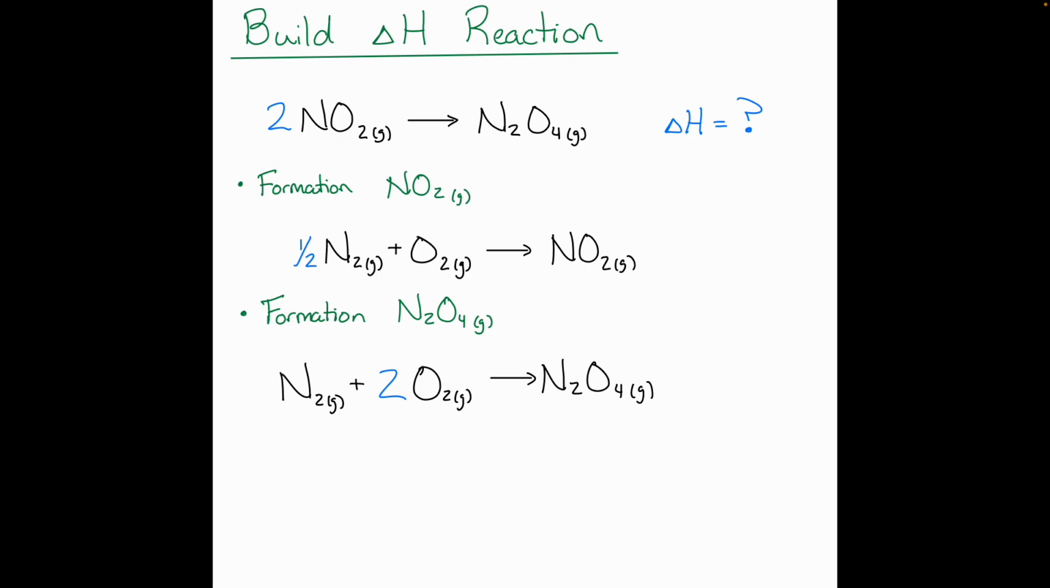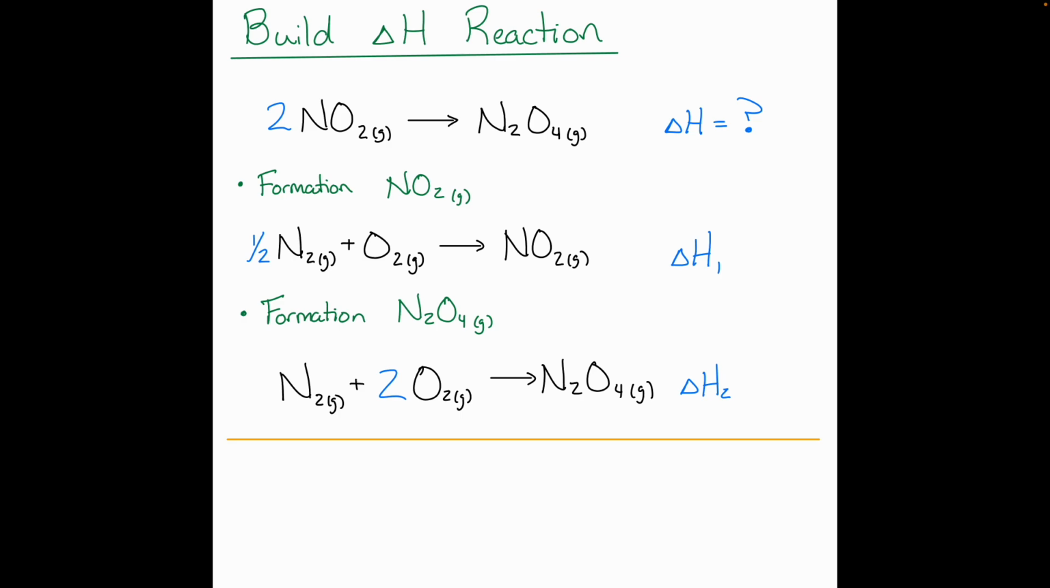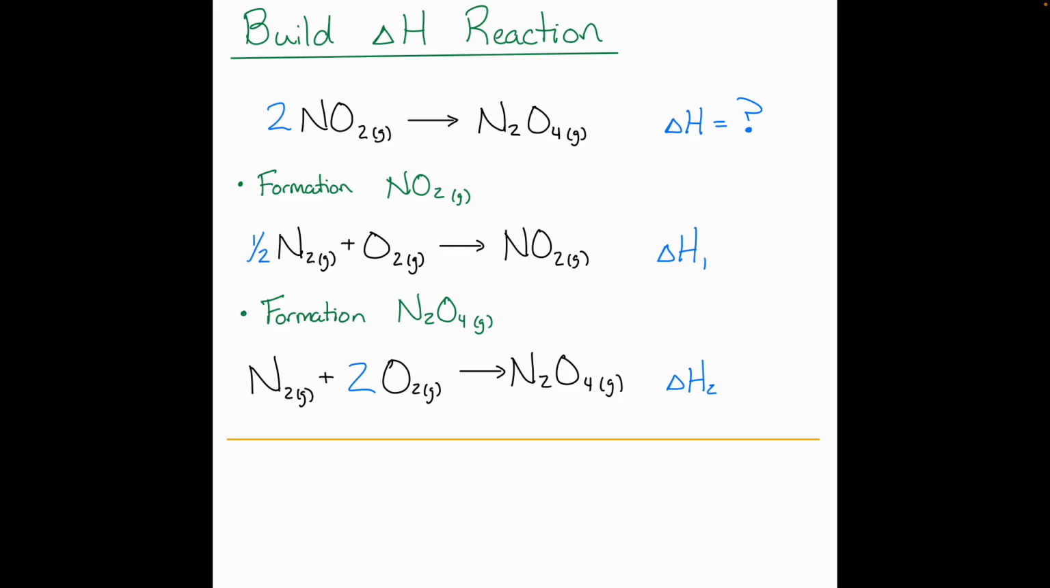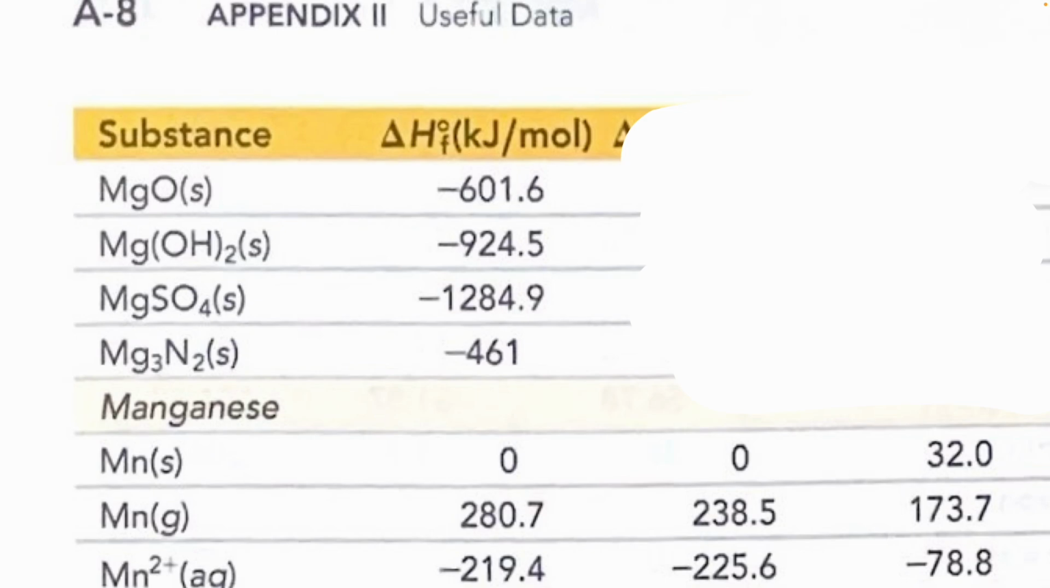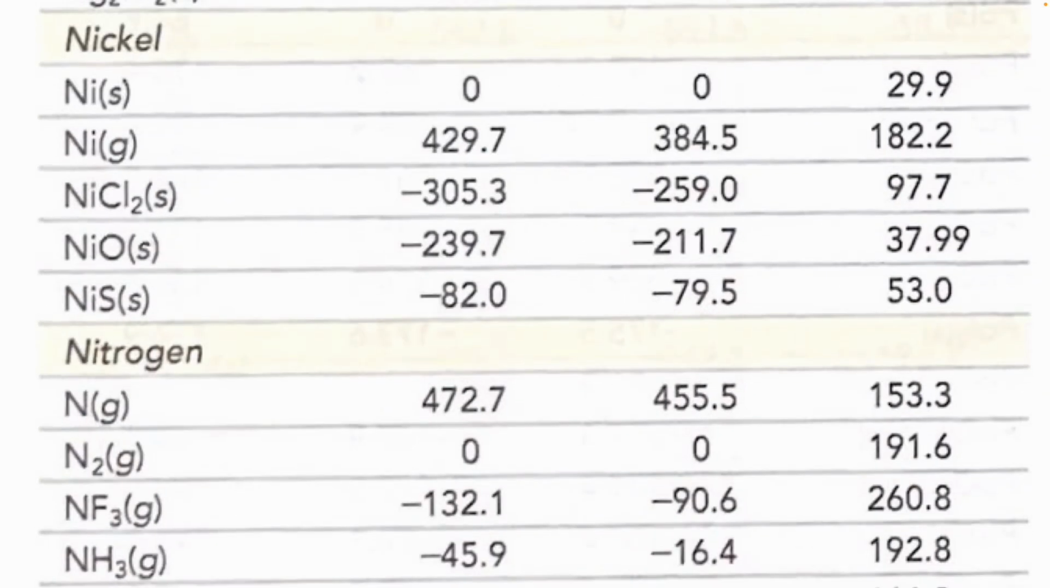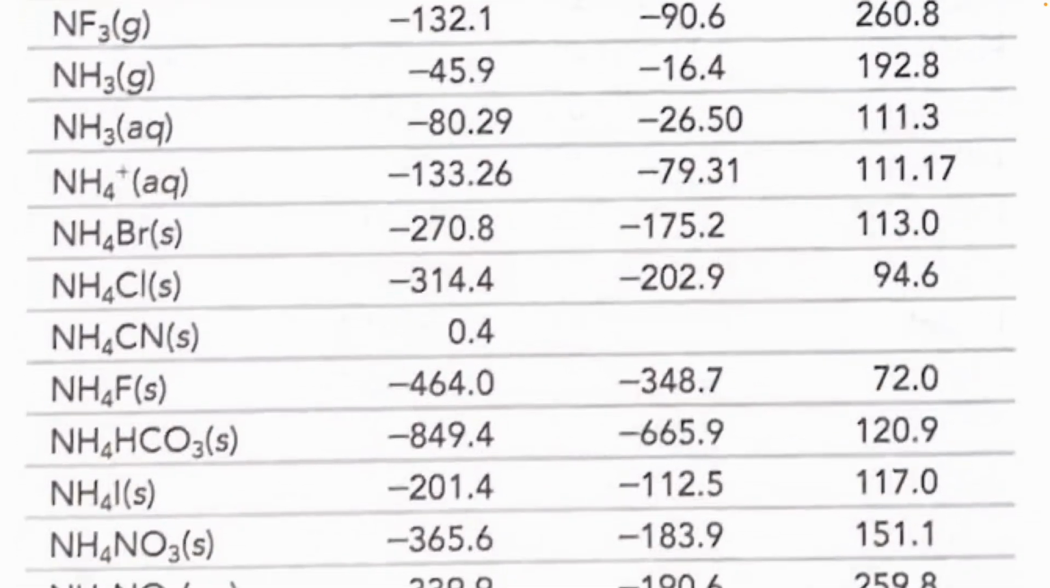All right. So now we're going to take these formation equations and look them up on our constants page. We have to get the delta H of each of these reactions. We'll call it delta H1 and delta H2 for our first and second formation reaction. So we're going to go to our constants page. We have to look it up by element in alphabetical order here. So here we have nitrogen.